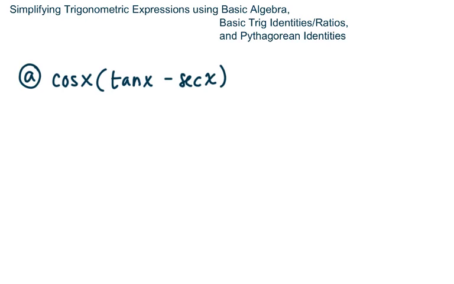Hello again. Now we're going to talk about simplifying trig expressions. We're going to use basic algebra such as factoring, distributing, even and odd identities, and some basic trig identities, so our reciprocal identities, as well as the Pythagorean identities. Okay, so we're going to be looking at different expressions and determining how we can simplify them.